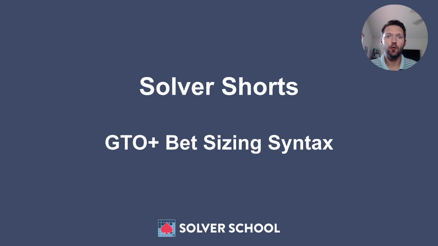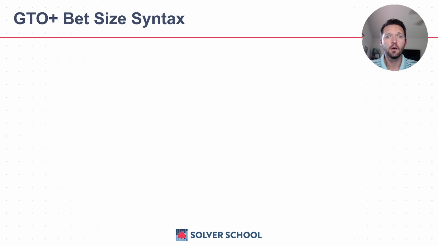But without any further ado, let's hop over into GTO Plus and a corresponding PowerPoint slide where I go through the GTO Plus bet sizing syntax. Just as I did in the first Solver Shorts video where I looked at bet sizing syntax in PioSolver, I'm going to be working off of this summary PowerPoint slide, but I'm also going to be jumping over into the GTO Plus software after I demonstrate the particular concept, just to show you how it actually works within the software.